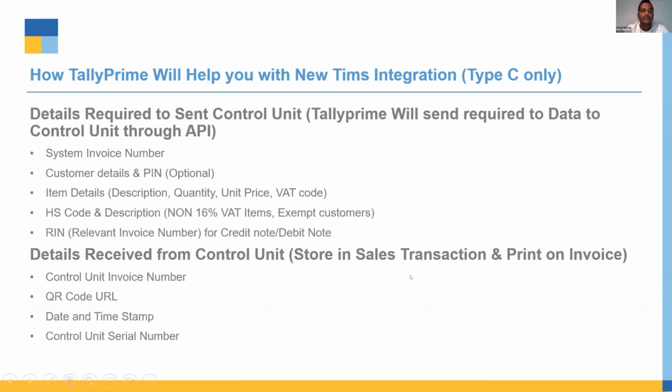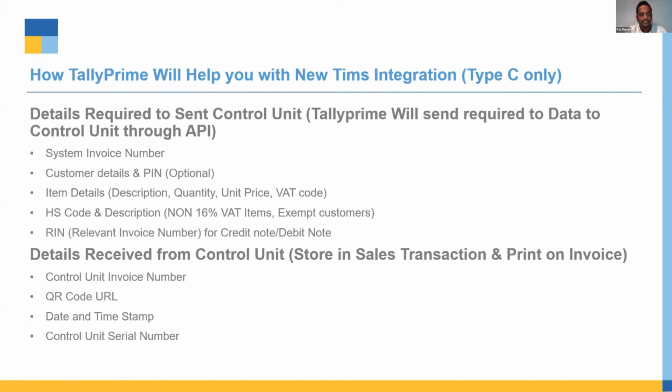Okay. Now, we are here to assist you with the Tally Prime integration of type C. As I explained earlier, these are the details required to send to the control unit. Whenever you make any invoice from the system, KRA needs the system invoice number, customer details, and PIN. The PIN is, as I said, optional. Optional means for cash customers, the PIN is not mandatory. Maybe you sell to an end user, an end buyer. They are not claiming the VAT, so their PIN is not mandatory. That means they cannot claim the VAT.